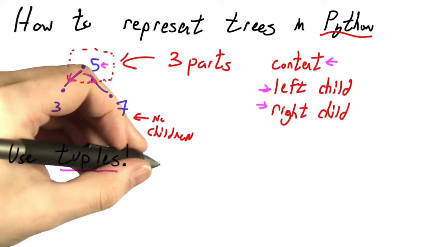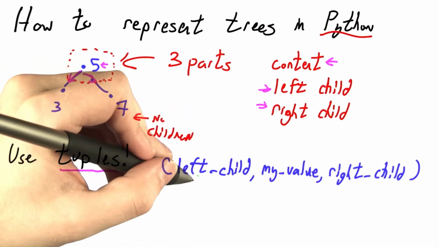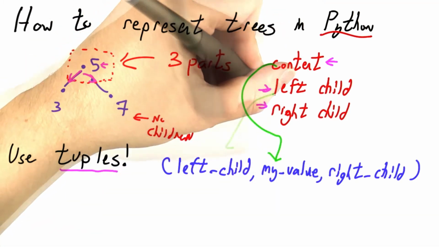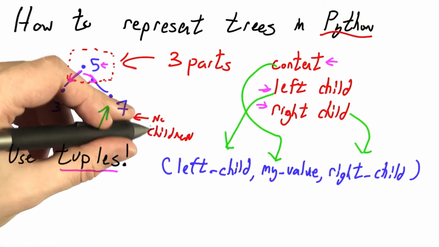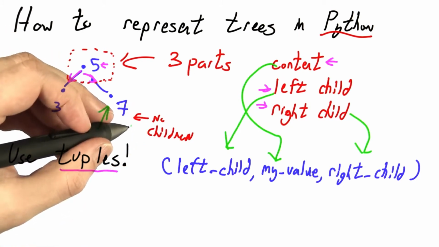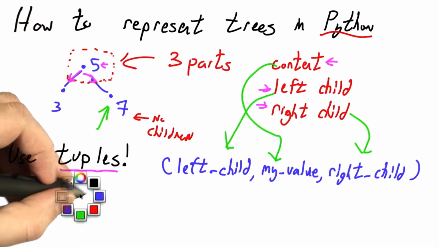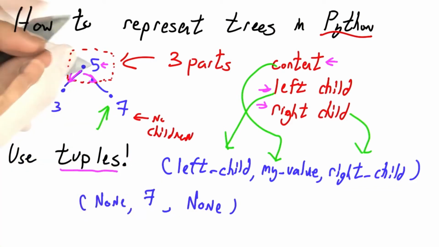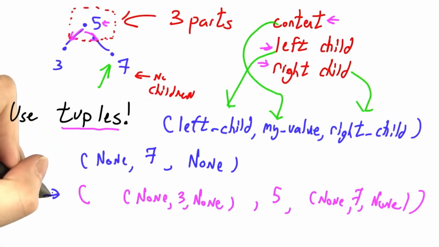We'll use tuples. We'll have a 3-tuple where the 3 parts correspond exactly to my value, the current content, the left child, and the right child. Some nodes have no children. We'll use None in Python to represent that. So this 7 node would look like this, a 7 with no left child and no right child. And this complete tree will be a much bigger nested tuple.